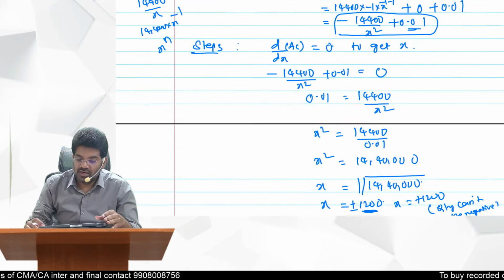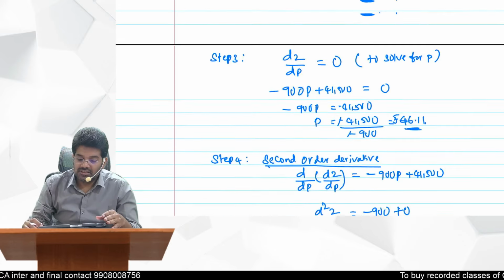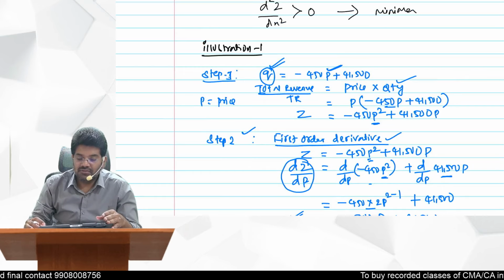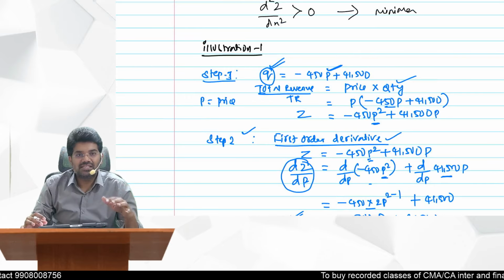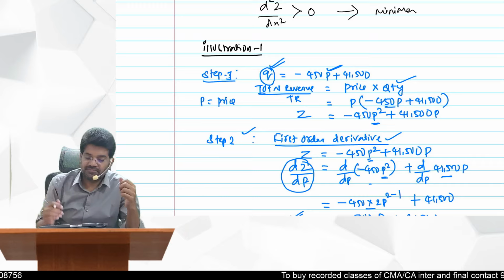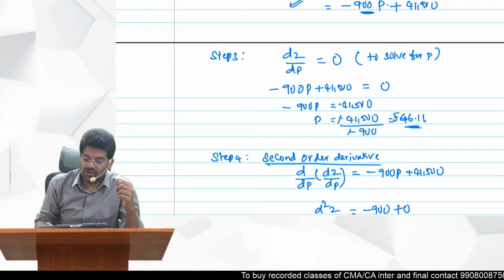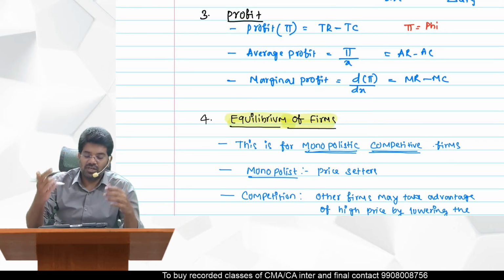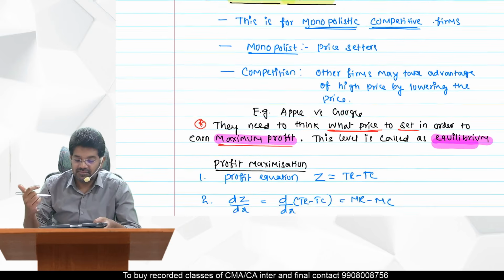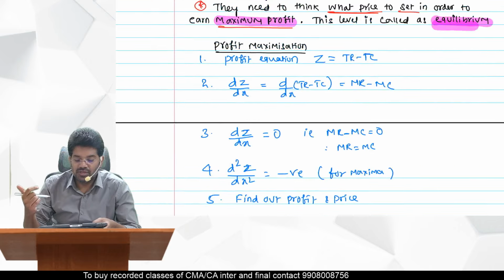So this is your single variable optimization. We have done both maximization as well as minimization. Now what we will do is, in this single variable only, one more topic is equilibrium. In economics also you might have heard this word, equilibrium.